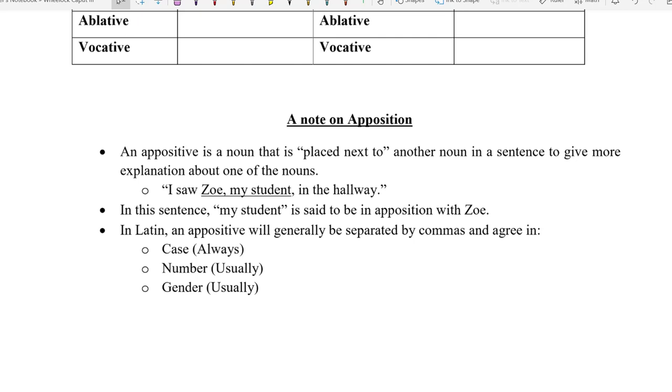Just a little note about something called apposition. Okay, and you can read this here. But an appositive is a word that's placed next to another noun in the sentence, giving more details. So if I said, I saw Zoe, my student, in the hallway, what we actually say is that my student is in apposition with Zoe. Okay, it's the same exact person. It's just giving extra information.